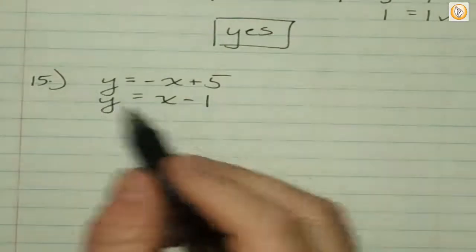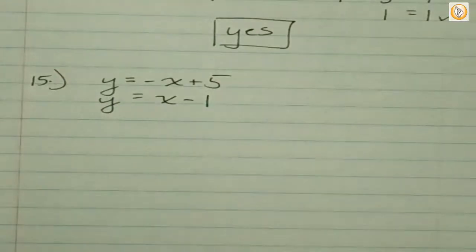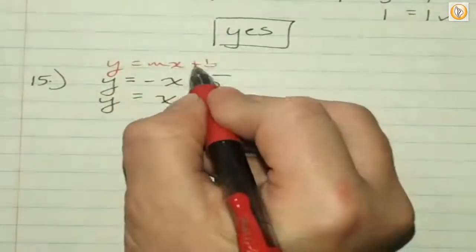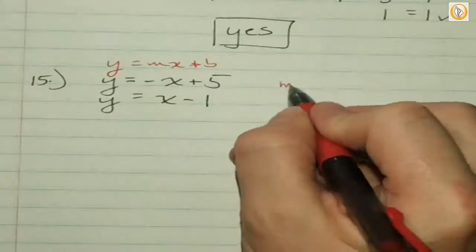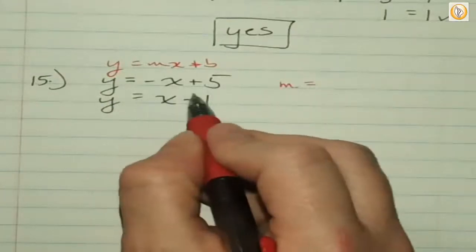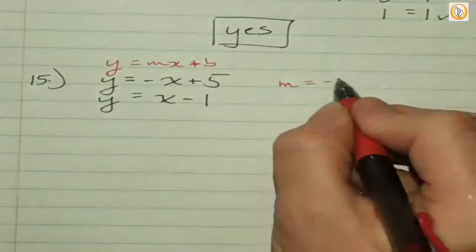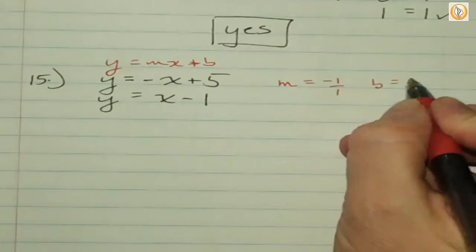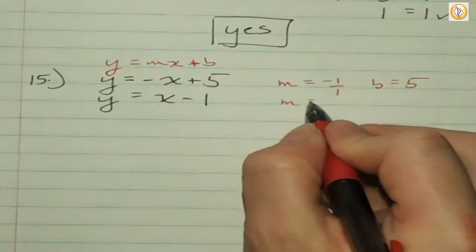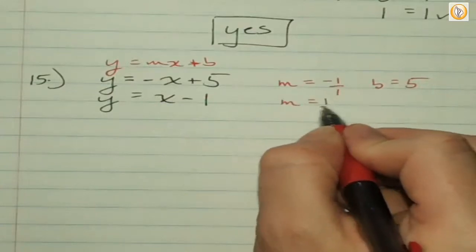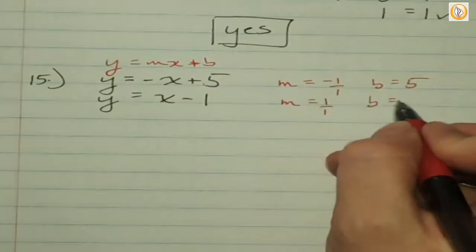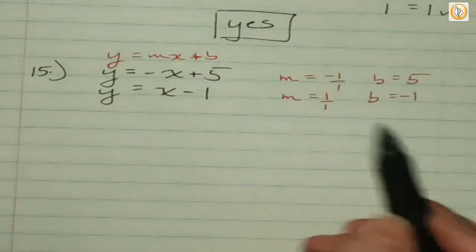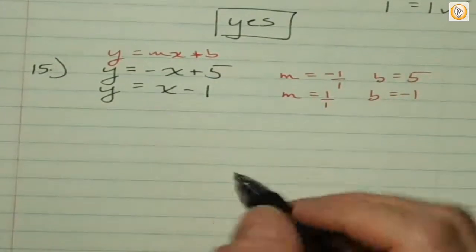Real quick question, are these two lines already in y equals mx plus b format? Yes, they are. So we can go ahead and solve these. What is the slope for this first line? Negative 1/1. And what is the y-intercept? 5. Okay. Michael, what is the slope for the second line? Positive 1/1. And what's the y-intercept for the second line? Negative 1. Yep. Okay, so they're ready to be graphed already. You didn't have to rearrange these or anything.